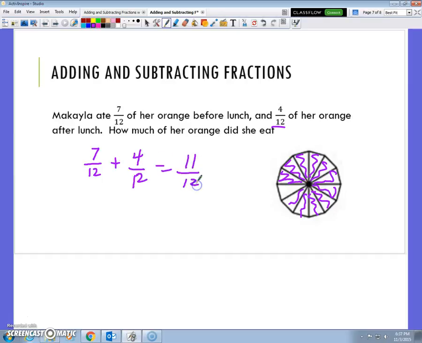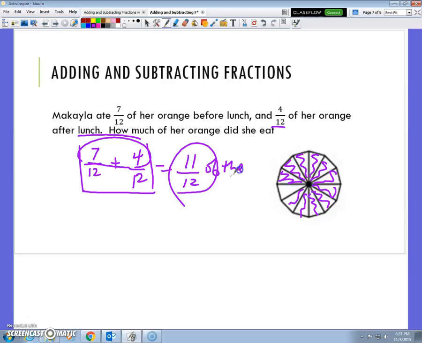of the 12 pieces. So this is what I want to start getting at. 7 12ths plus 4 12ths is 11 12ths. We're adding the top number and we're leaving the number of divisions the same. So 11 12ths would be our answer. 11 12ths of the orange. I guess I should have written that in orange pen, but there you go. Okay.